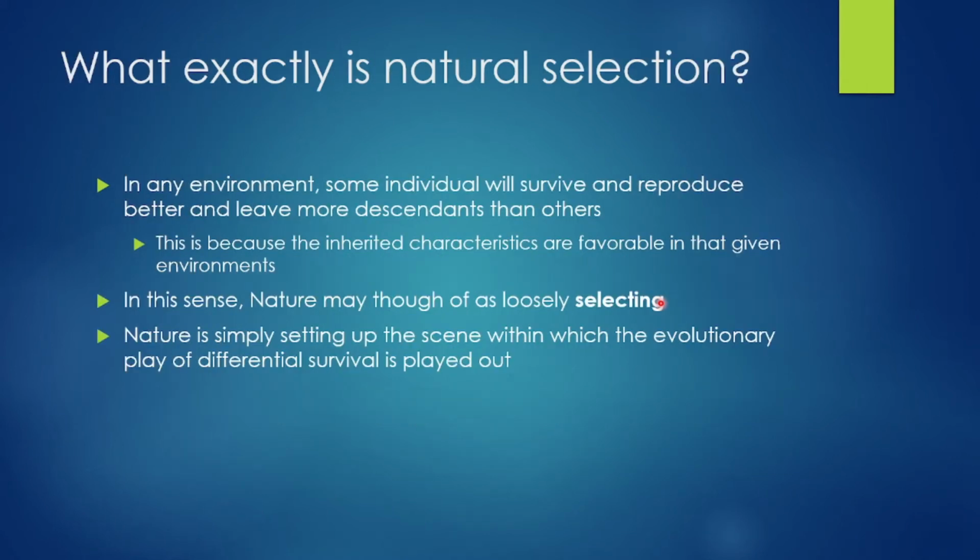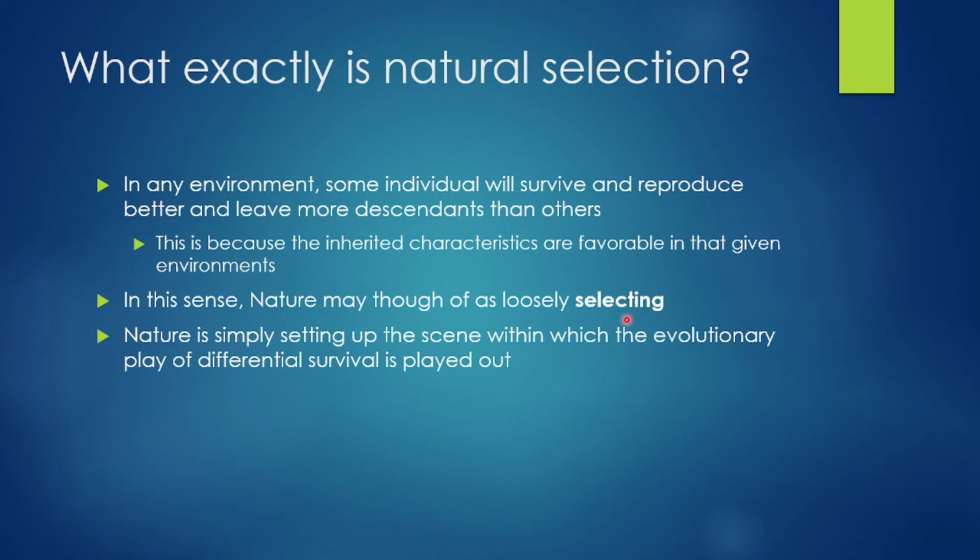So what exactly is natural selection? In any environment, some individuals will survive and reproduce better and leave more descendants than others. That is a given fact in our environment. And this is because the inherited characters are favorable in that given environment. So in this sense, nature can be seen as loosely selecting or favoring those characteristics. And nature is simply setting up the scene within which the evolutionary play of differential survival is played out.